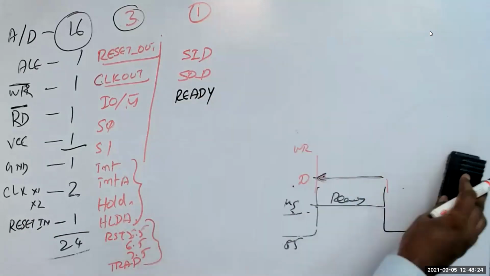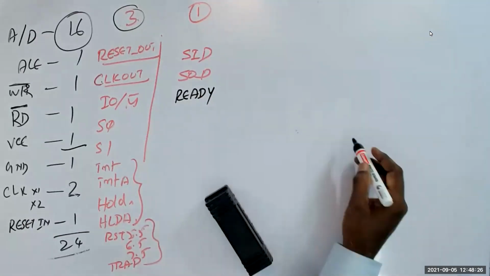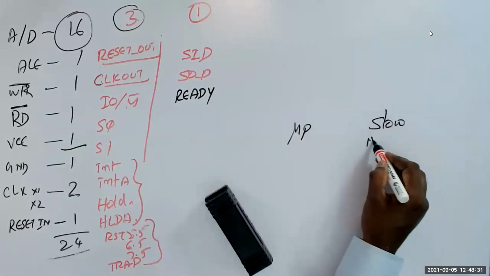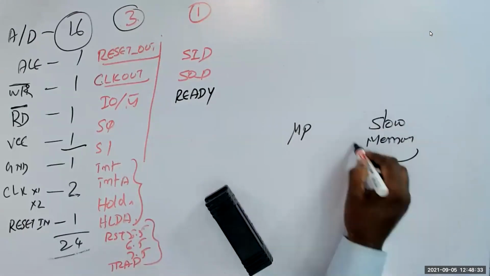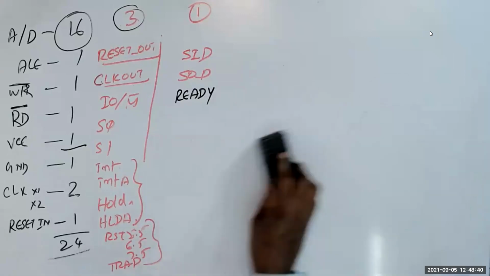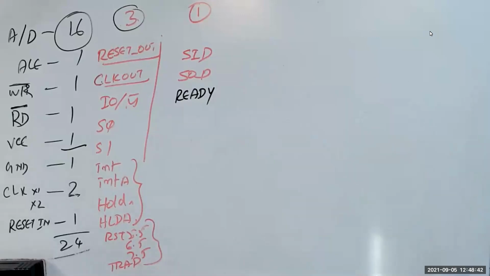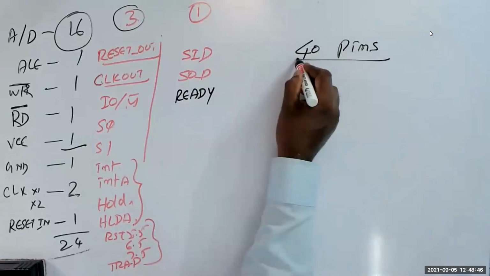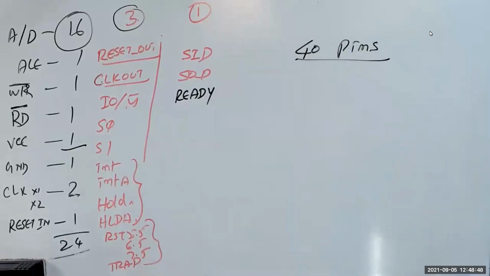Okay, so ready is for interfacing the microprocessor with slow memories. Slow memories, that's very important for us. So now we have all the 40 pins defined. This microprocessor cannot do anything other than this.